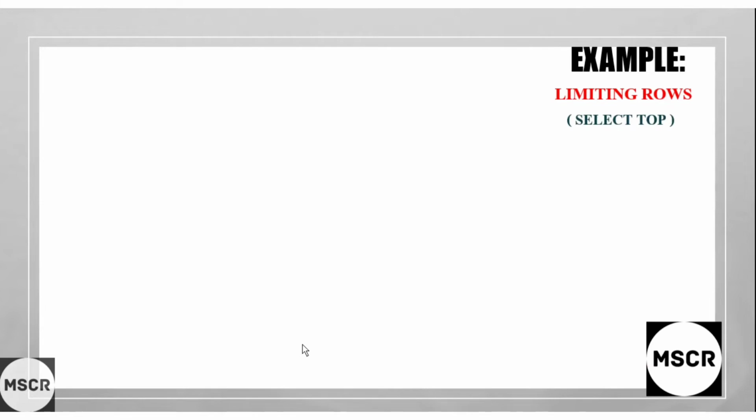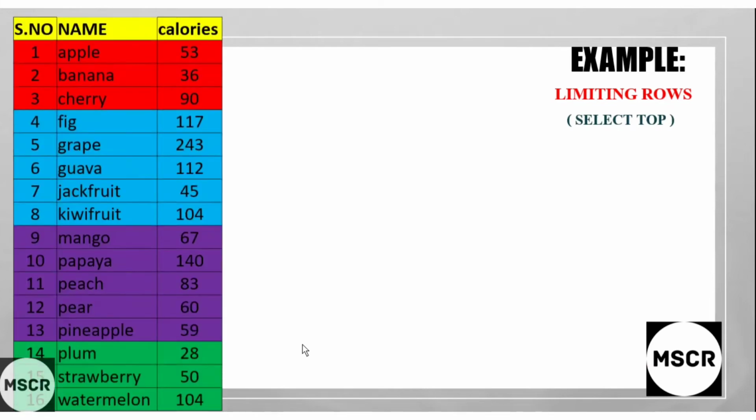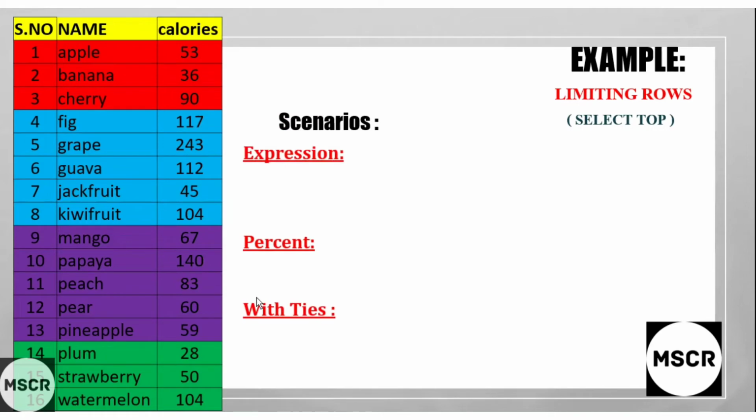We'll use the same table, that is fruits. Table name is fruits. We have 3 columns, row number, name and calories. We have scenarios. Now in this select top clause, we have 3 ways of putting the statement. One is the expression, second one is in the form of percent, third one is with ties. So let us check what does this mean.